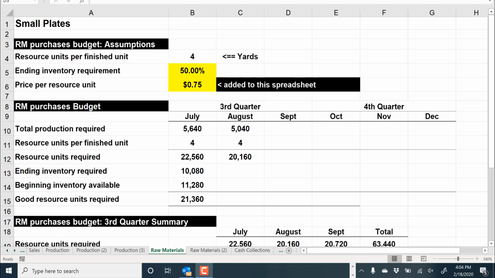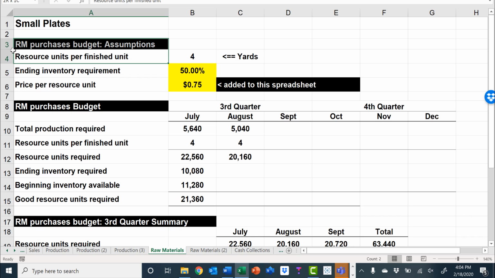So today, or this particular session, we're moving on to discuss something called the purchases budget, or what does it take to get the resources in necessary to make the production that we talked about in the previous budget. So one of the first things you'll notice here is that we have this phrase resource units. Resource units per finished unit.